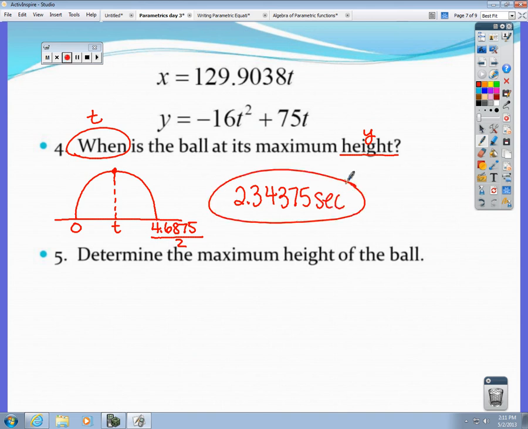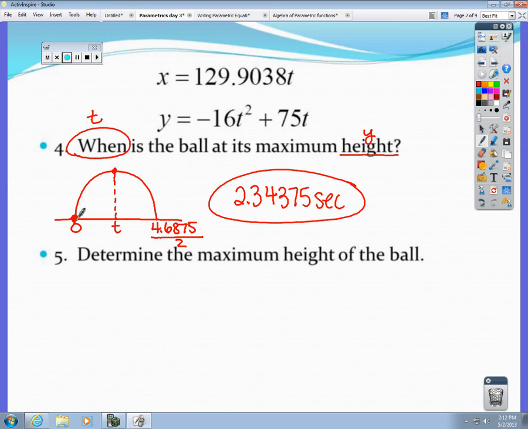Now, if our ball had not started on the ground, then we would need the vertex formula for a parabola to figure out when. But because our ball started on the ground at 0, then we just need the midpoint of 0 and 4.6875.